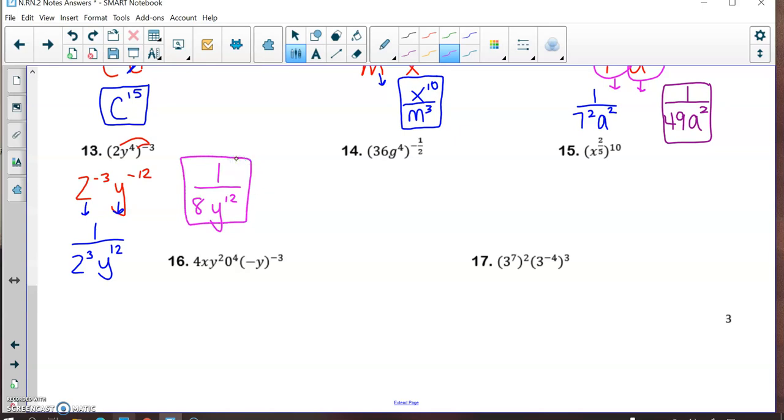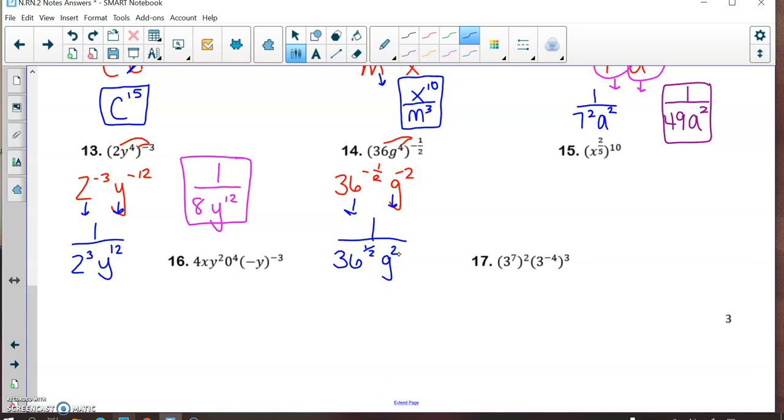All right, the next one. Probably shouldn't have put this one in here, but let's just roll with it. So I get a 36 to the negative 1/2 power, and then a g squared. And the reason why I shouldn't have put this in here is because, sorry, that should be a g to the negative second. So now all of these are going to go into the denominator.